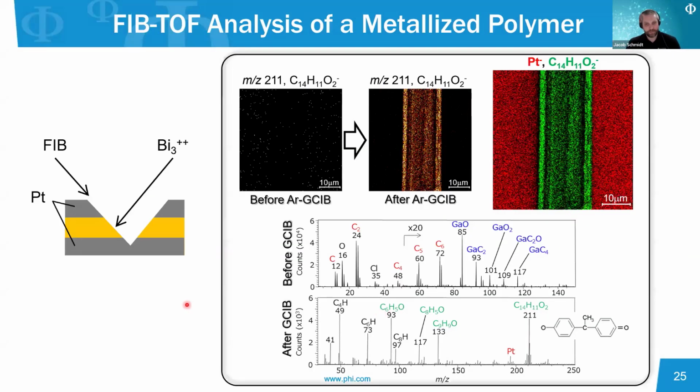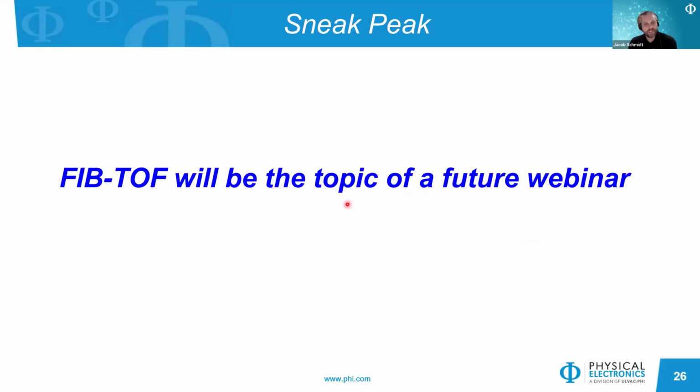There are some limits, and if you need to analyze a sample that goes beyond the capabilities of the TRIFT, we have another tool, and that is called FIB-TOF imaging. FIB stands for focused ion beam, and we can use that to carve out a portion of the sample. So here we have a metallized polymer, and we can cut into this sample in one angle and image it from the other angle to see that cross-section of the sample. This is a sneak peek of our FIB-TOF technology, which will be the topic of a future webinar.